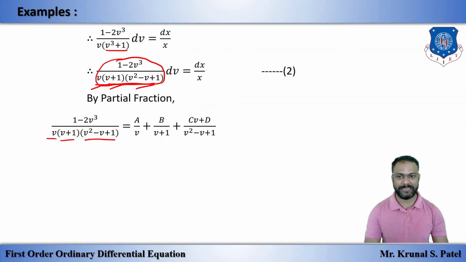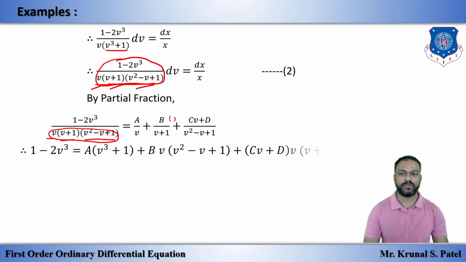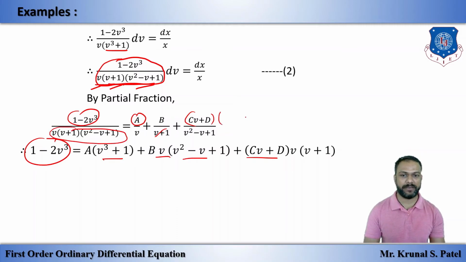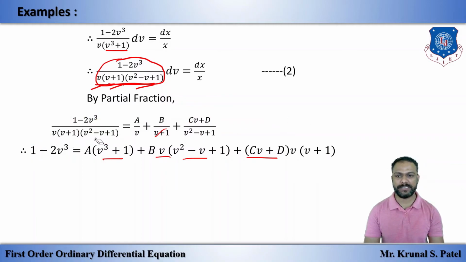Okay, we all studied this. Now we will multiply this entire term with a, b and c. Multiplying the entire term with a, v cancels out, so we have the left hand side as it is, and a is multiplied with these two terms, v plus 1 and v square minus v plus 1, which become v cube plus 1. Now when we multiply the entire equation with b, v plus 1 cancels out, so we have b into v into these two factors. And the same way, this entire term is multiplied with this one, so v square minus v plus 1 cancels out, and we have this.